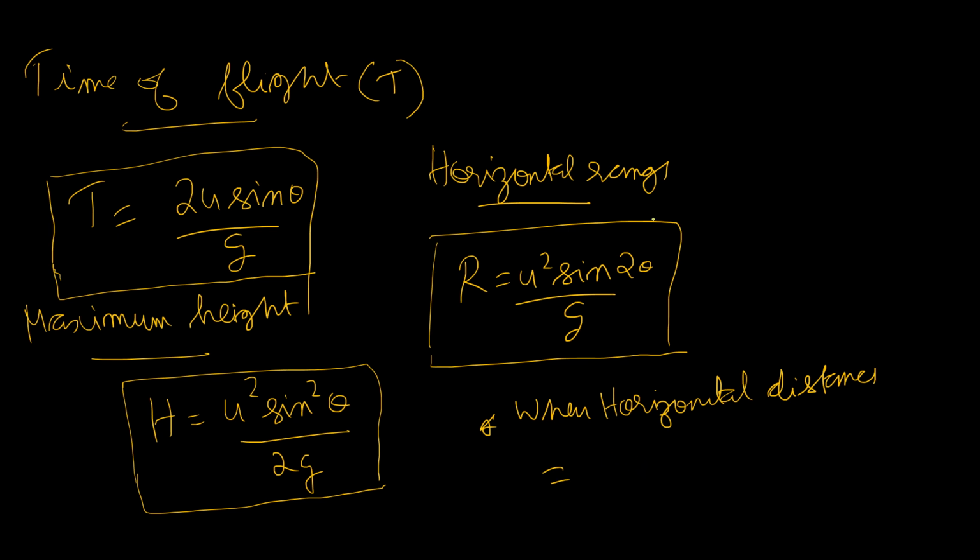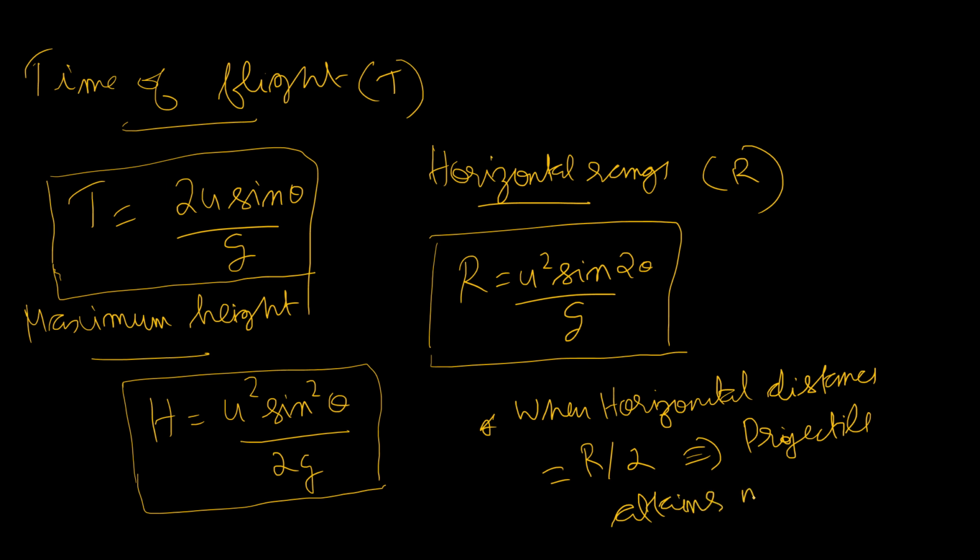Horizontal range we are denoting as R, right? So half of horizontal range means R by 2. That is, when horizontal distance is equal to R by 2, that is half of the horizontal range, it implies the projectile attains maximum height.